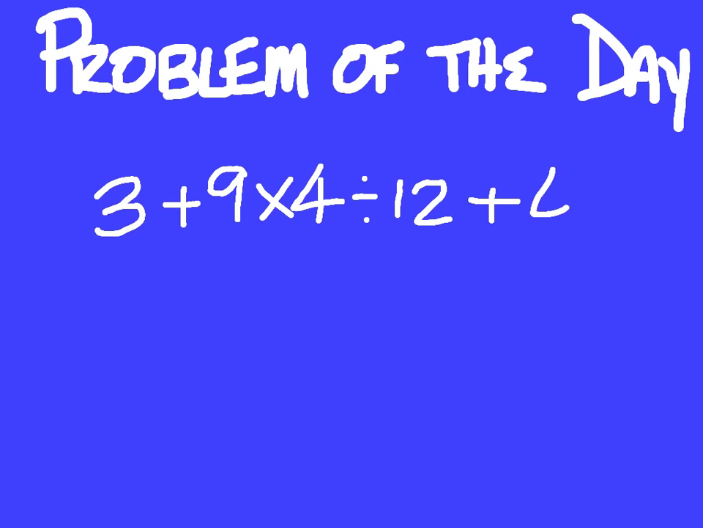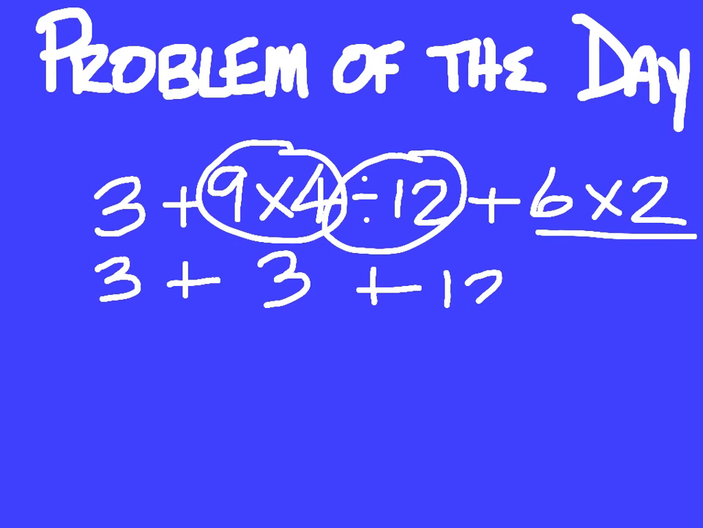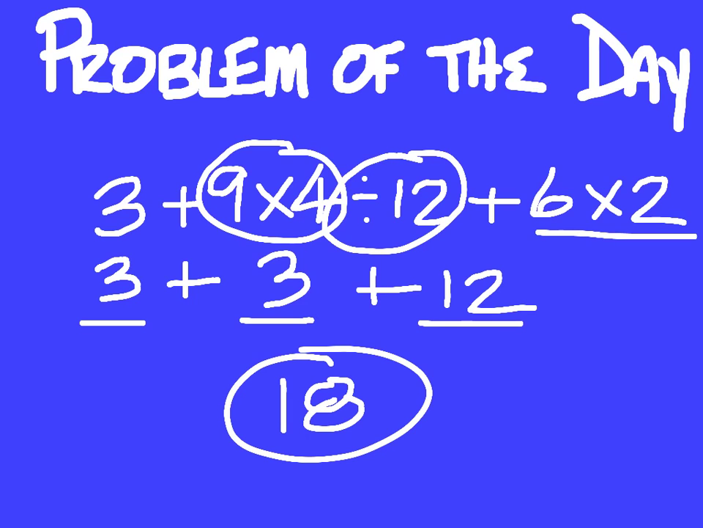$5 million for a right answer, and here is the problem. Solution, you should have 3 plus, now 9 times 4 is 36. What's 36 divided by 12? 3, yeah. And then plus 12. So 3 plus 3 is 6, plus 12 is 18.